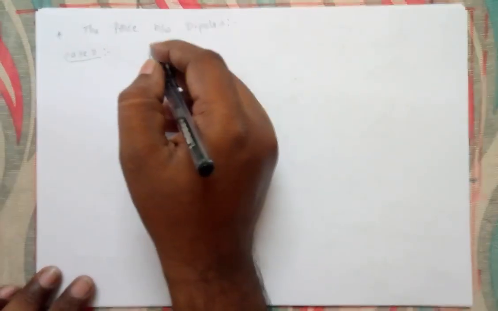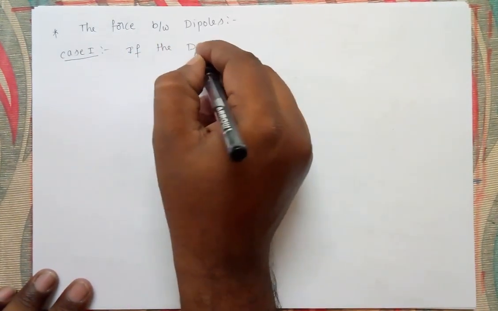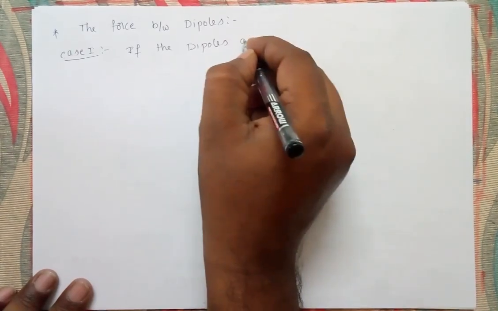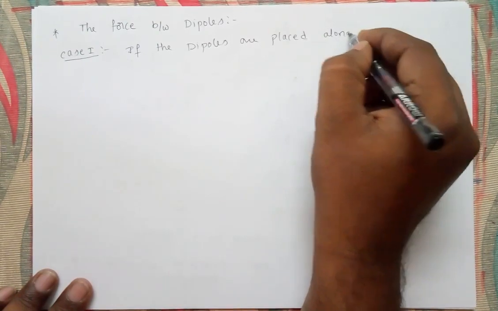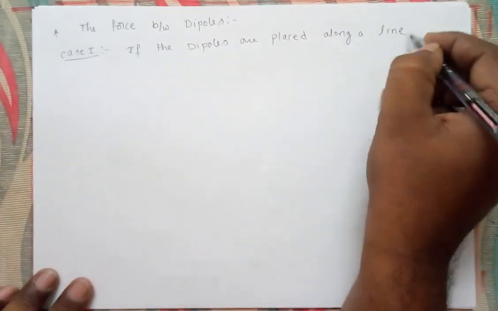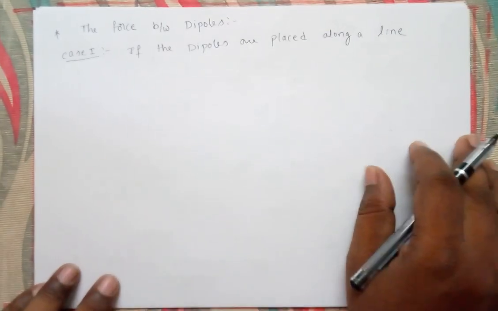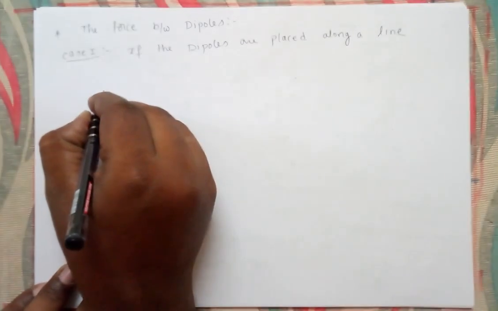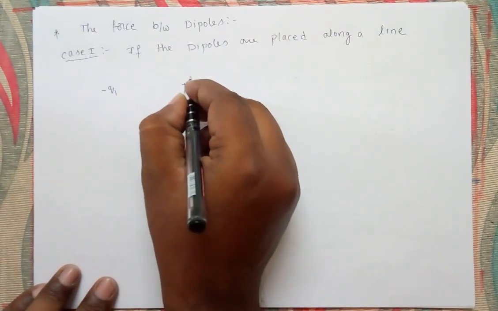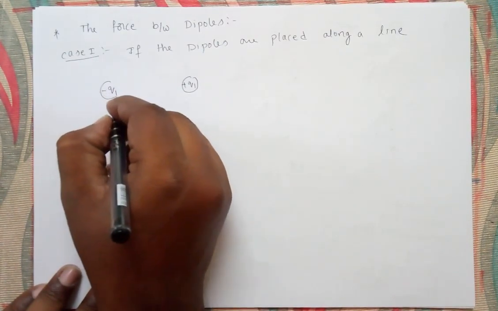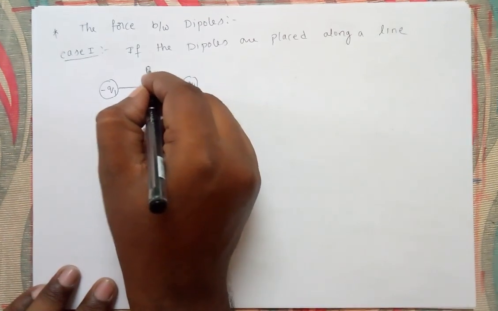So if the dipoles are arranged along a line, in the sense we have one dipole here, minus q1 and plus q1. This is one dipole, so this dipole moment is p1.